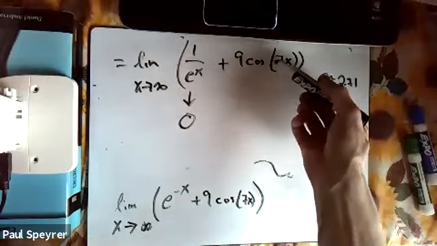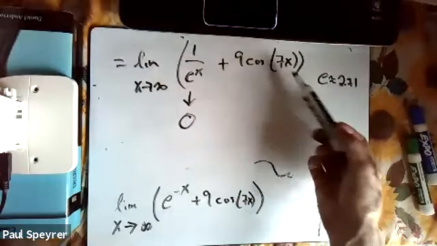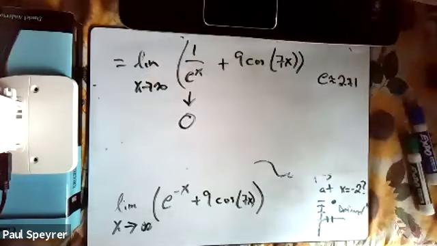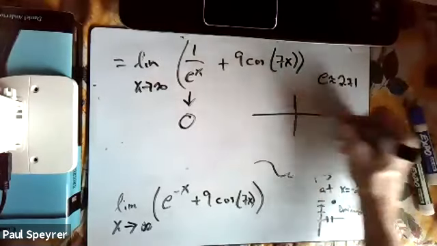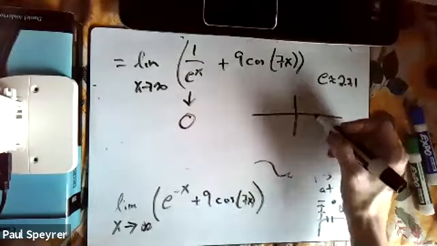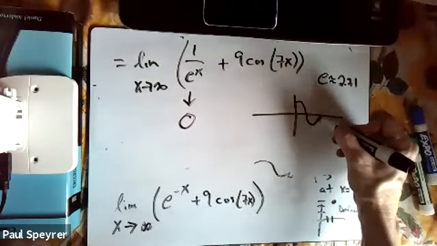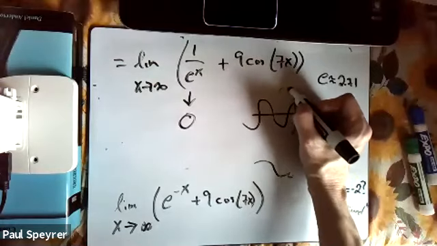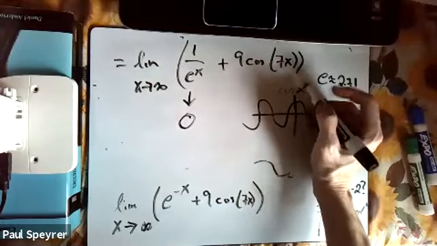Now what's happening with the 9 cosine of 7x? Remember, cosine and sine are sinusoidal. They're wave functions. They just bounce, right? Remember we looked at the graph of sine from a previous lecture. Cosine does the same thing. It's just slightly shifted, but it does this right here. This is cosine of x.